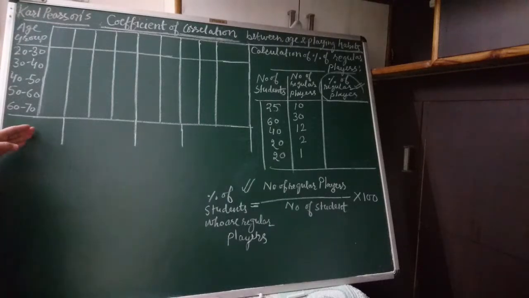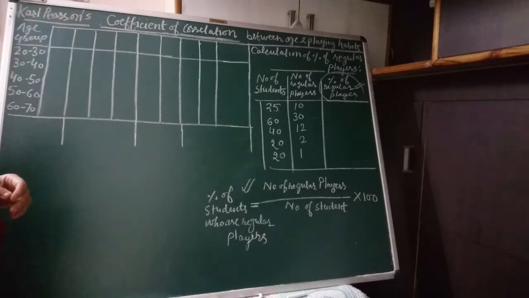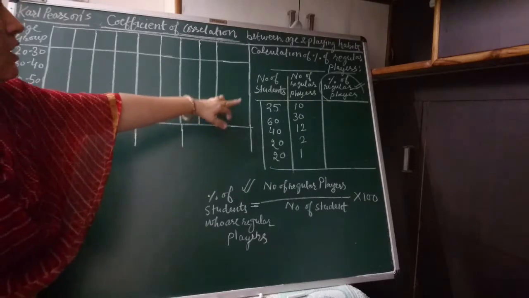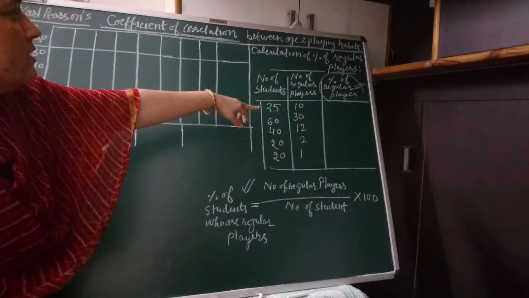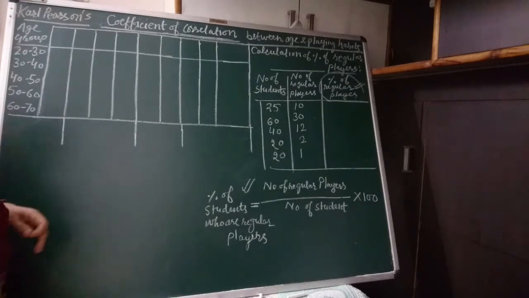In this video, we will solve Karl Pearson's coefficient of correlation between age and playing habit. So for the statement, the age group is given, the number of students is given, and the number of regular players is given, and we have to calculate the percentage of regular players in the different age groups.